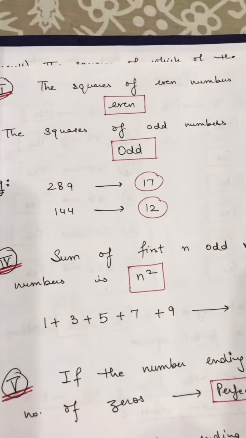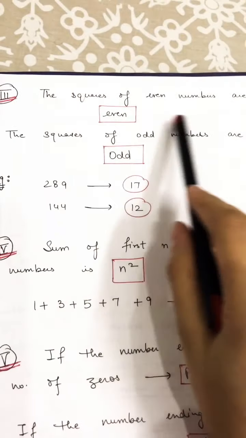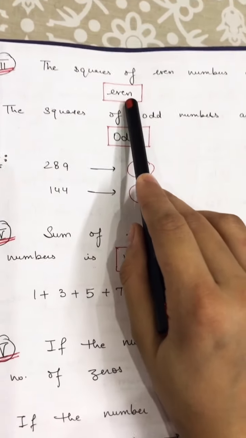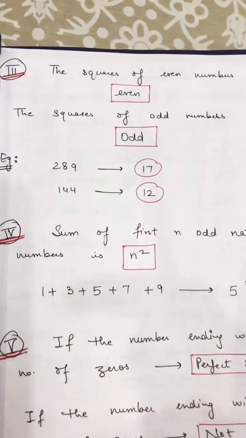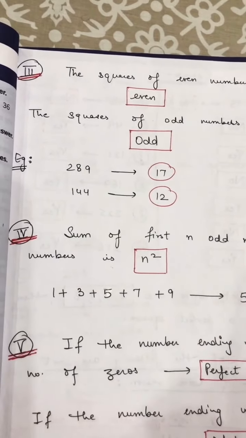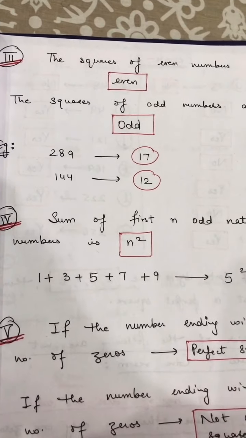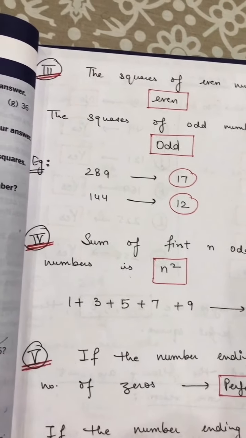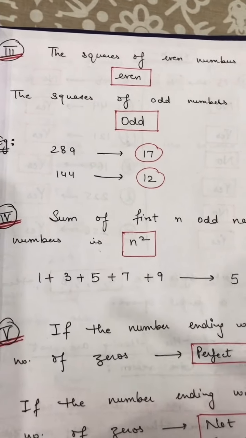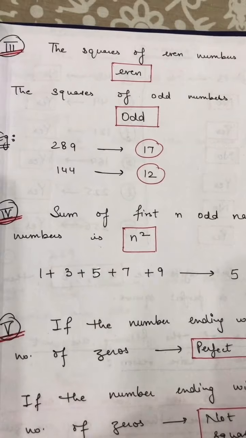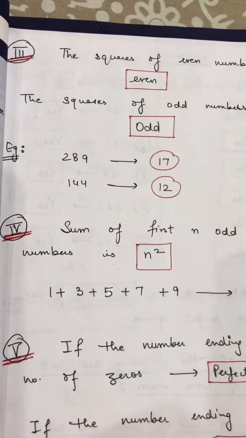I have told you a rule in the beginning that the squares of even numbers are always even. The squares of odd numbers are always odd. You have to keep all these rules in your mind while solving the questions. Whenever you start this exercise, please recall these rules again and again. Then only you can implement these rules in the questions.